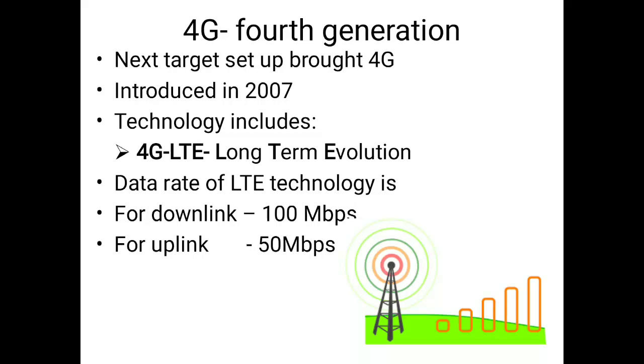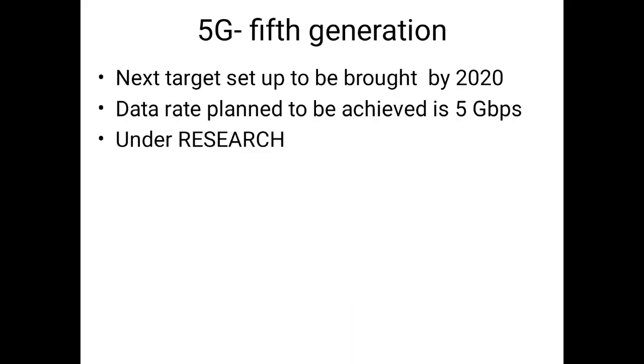Coming to the fifth generation, the target to be set is expected by the year 2020. The data rate planned to be achieved here is 5 Gbps. Whenever we are using a 5 Gbps data rate, we can say we are under fifth generation. Still, many companies are focusing on the research, and it is still under research only. Hence, you are now clear with the technologies used for mobile for different stages, which is noted as generations of mobile communication technologies.